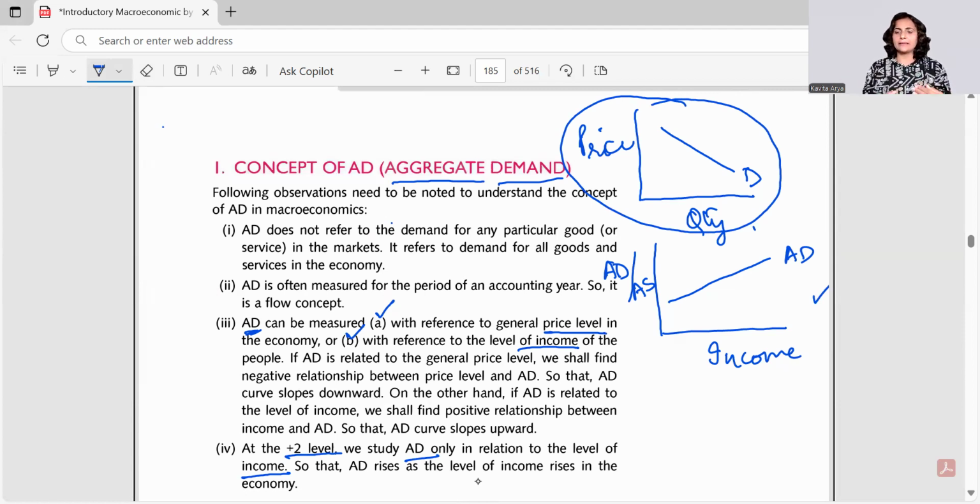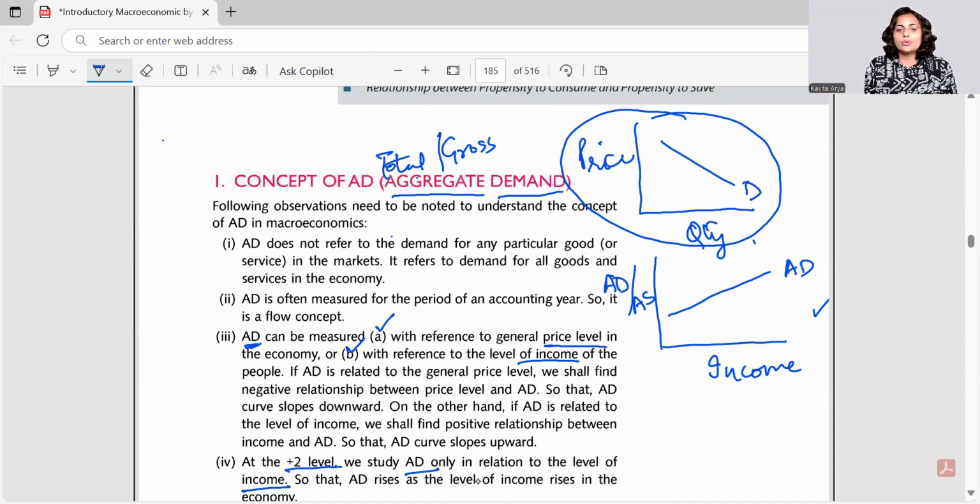So let's come back to the definition of AD. A is aggregate. Aggregate means total or gross, right? So total means of all the goods and services, and that too from all the sectors of the economy. Demand means the whole demand of a commodity which all the consumers of the economy tend to buy. And it's always measured for a period of one accounting year.